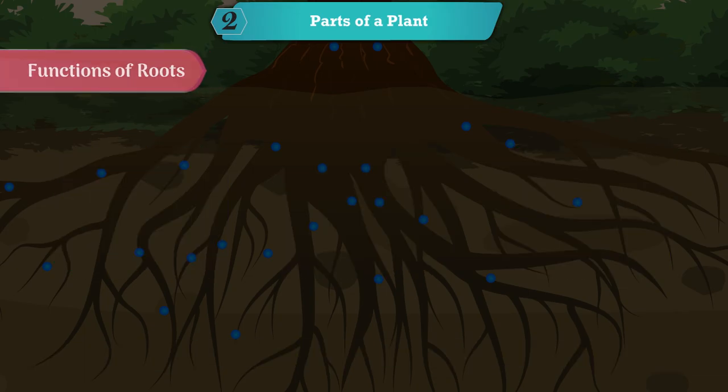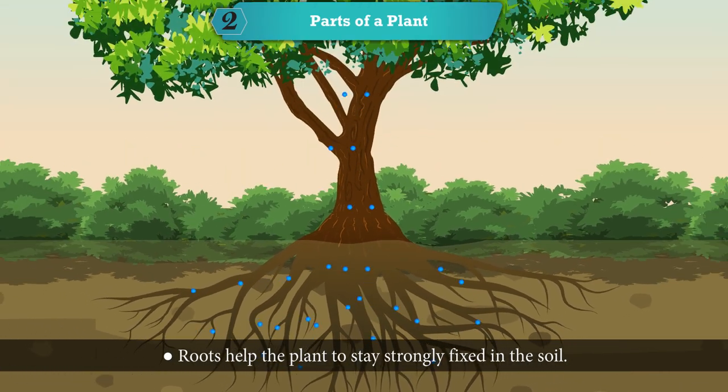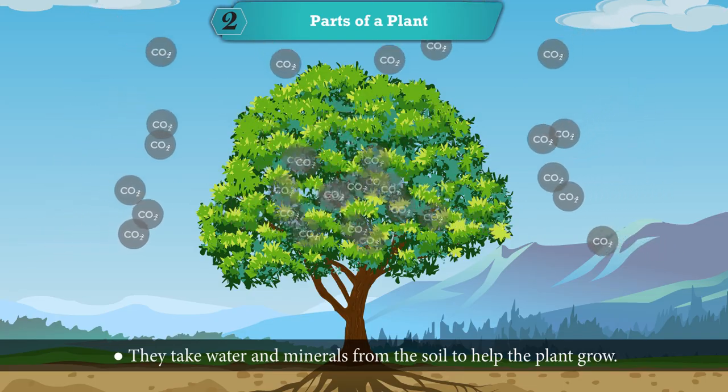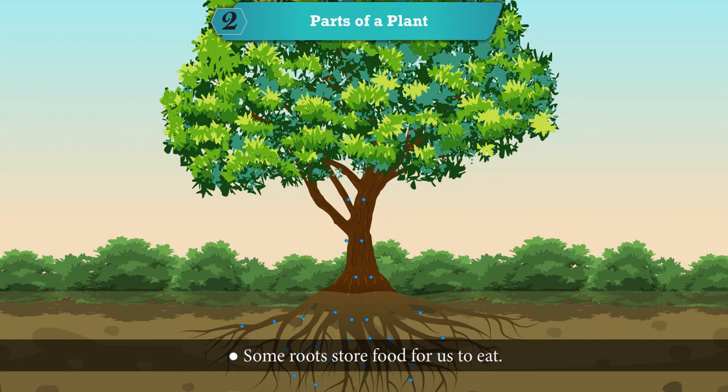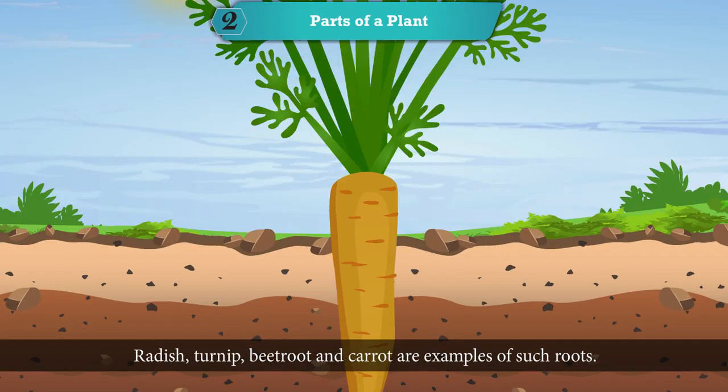Functions of roots. Roots help the plant to stay strongly fixed in the soil. They take water and minerals from the soil to help the plant grow. Some roots store food for us to eat. Radish, turnip, beetroot and carrot are examples of such roots.